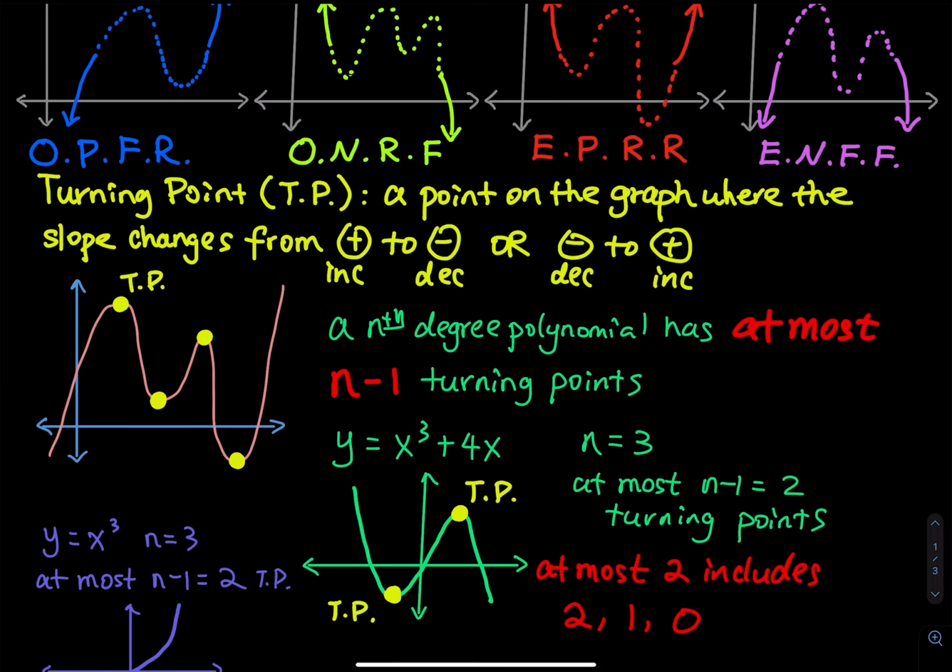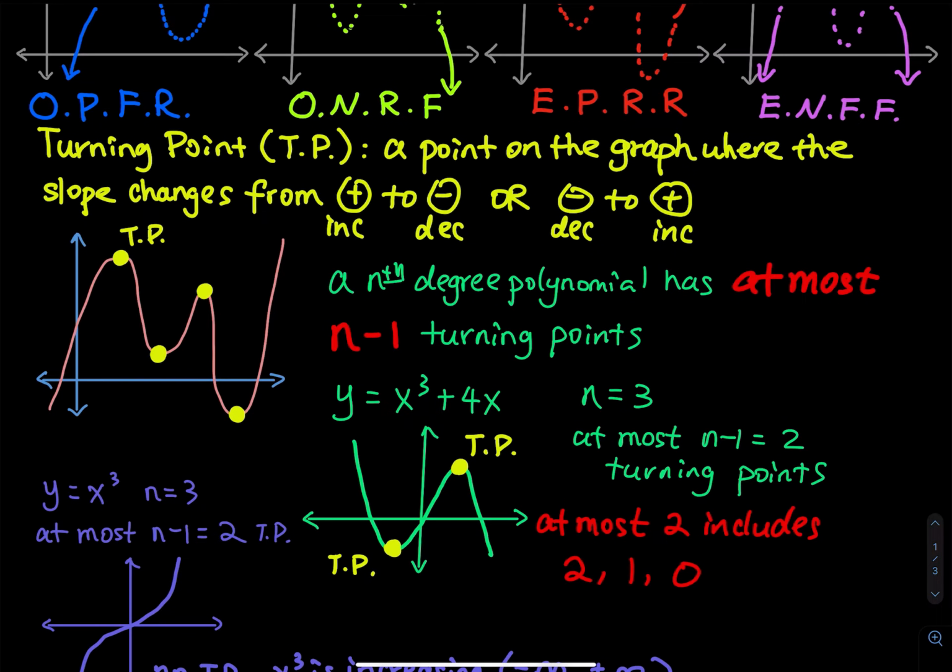What does at most mean? You will have to understand this in mathematics. At most means the maximum is 2. It can be 2, it can be 1, it can be 0. So in this case, we have 2. This is the graph. We have 2 turning points. At most means the maximum is equal to 2. It can be 1, it can be 0.